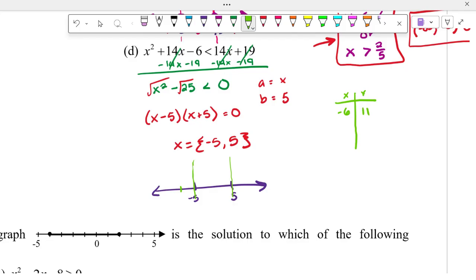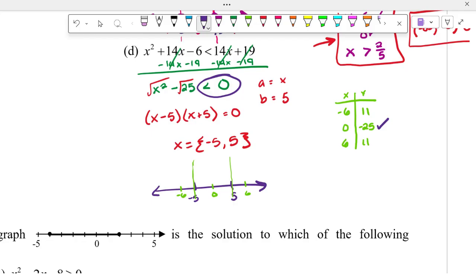All right. What's a number in between -5 and 5? 0 or 1. I'm going to use 0 because that's easier. Because that'll just give me what? -25. And then I need a number greater than 5. 6. Still 11. So we want it to be less than 0. So which number fits that solution? The -25 is the only one that works.